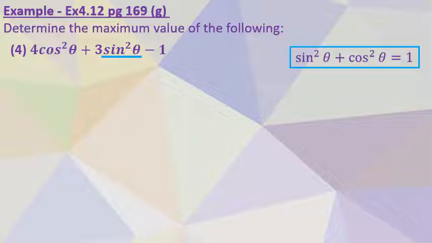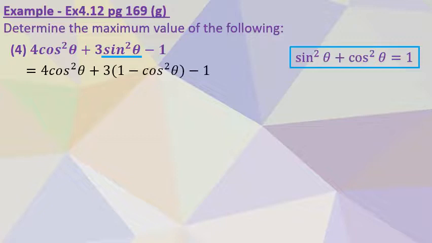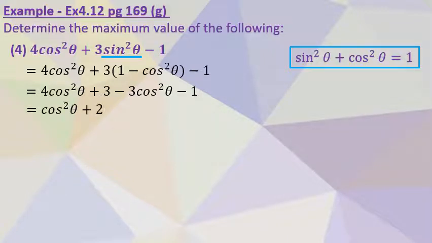So I'm going to now make sine squared theta the subject of the formula in the blue rectangle, and you'll see that sine squared theta is just 1 minus cos squared theta. So we can replace that and then distribute our 3. That will give us 4 cos squared theta plus 3 minus 3 cos squared theta minus 1. Let's simplify our like terms, and we end up with 1 cos squared theta plus 2.